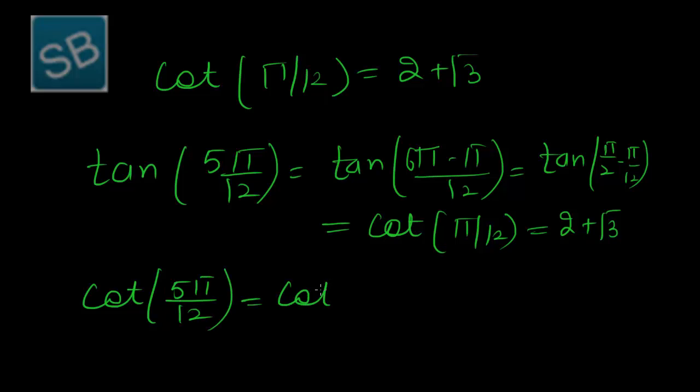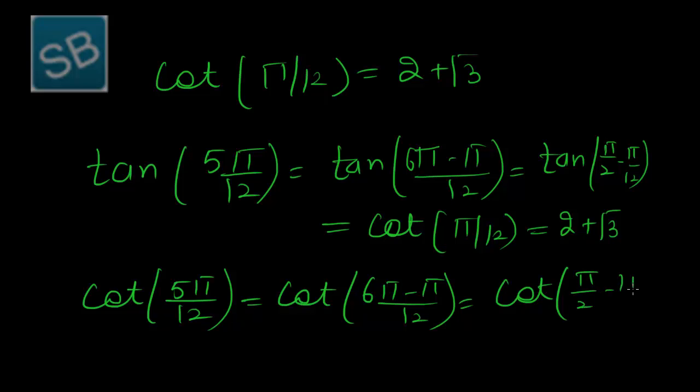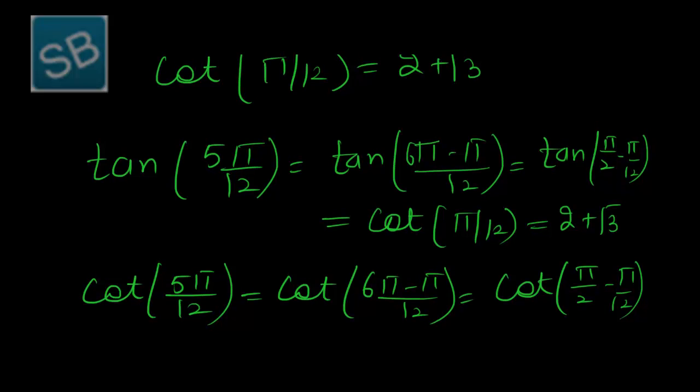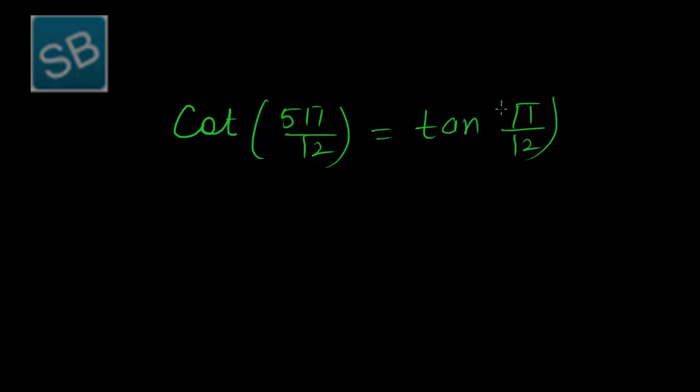Using this criteria we can find the value of cot 5 pi by 12. It can be written as cot (6 pi minus pi) over 12, that is cot (pi by 2 minus pi by 12). So cot (pi by 2 minus theta) is tan theta. Therefore cot 5 pi by 12 is tan pi by 12, and tan pi by 12 is 2 minus under root 3. Similarly we can find many values by using these values and using the addition and subtraction formulas of cot and tan.